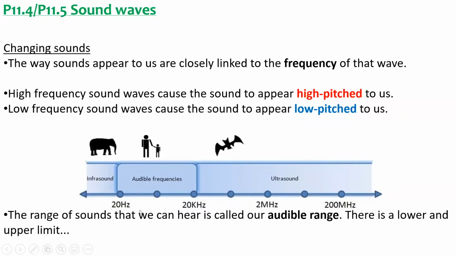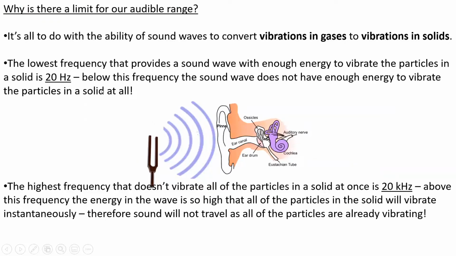So the range of sounds that we can hear as humans is called our audible range. There is a lower and an upper limit. So you can see here 20 hertz, which is a measurement of frequency, is the lowest pitch we can hear. And 20 kilohertz, or 20,000 hertz, is the highest frequency. Other animals, like elephants and whales, larger animals generally, can hear lower pitch than we can. And other animals like bats, and you probably know dogs as well, can hear higher pitch, often called ultrasound.